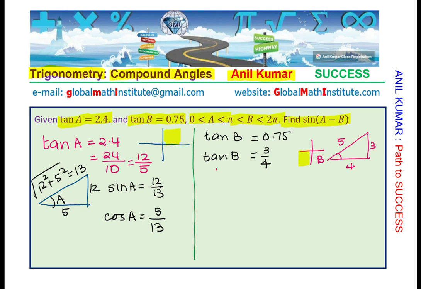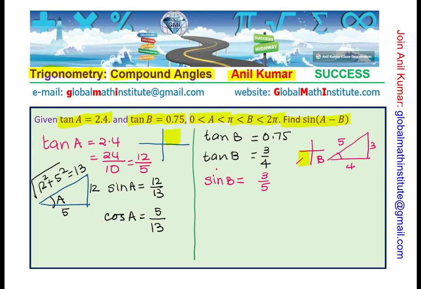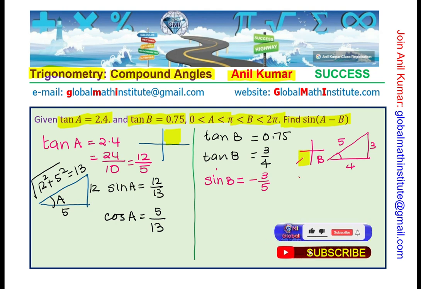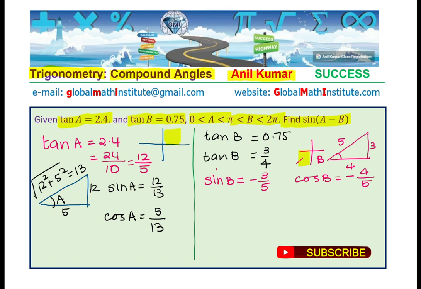Correct. So now we can write what sine B equals. Sine B is 3 over 5, but since you are in quadrant 3, it is negative. And cos B is negative 4 over 5. Now this is important to understand: sine B and cos B are going to be negative, while sine A and cos A will be positive, because A is in quadrant 1 and B is in quadrant 3.